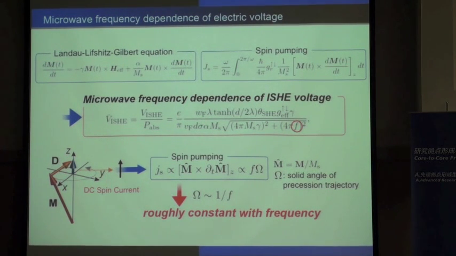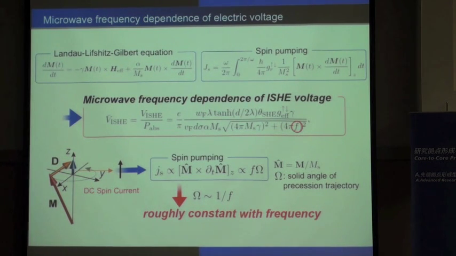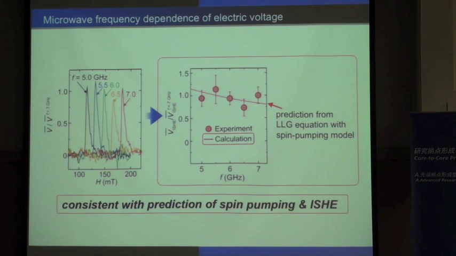This is the microwave frequency dependence of the electric voltage induced by the spin pumping. A spin current generated by the spin pumping is proportional to the magnetic damping torque, which is proportional to the product of the microwave frequency and the solid angle of the magnetization precession trajectory, or the cone angle of the magnetization precession. This solid angle decreases with frequency. So the spin pumping predicts that the electric voltage is roughly constant with the frequency. When we plot the magnitude of the electric voltage as a function of the microwave frequency, the experimental result is well reproduced by the prediction of the spin pumping model.